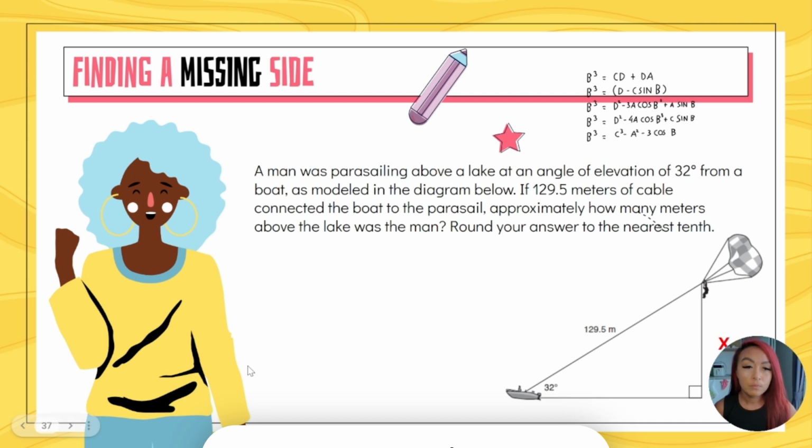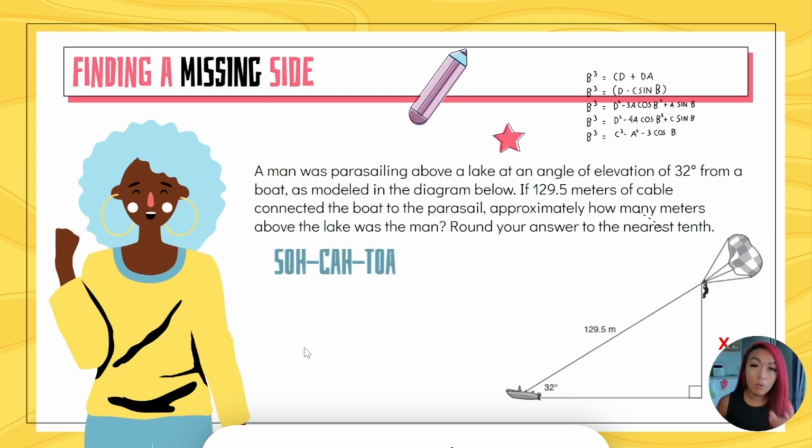So the first thing you want to do is label the side that you're looking for, right? Which is this side. The question is asking how many meters above the lake was the man, right? Here's the parasailer. So they want to know how high he was. So the length of this side here will give us that information. So you always want to label the missing side first with a variable.